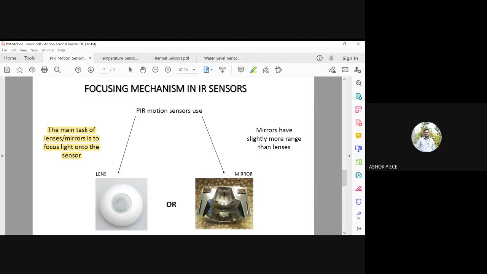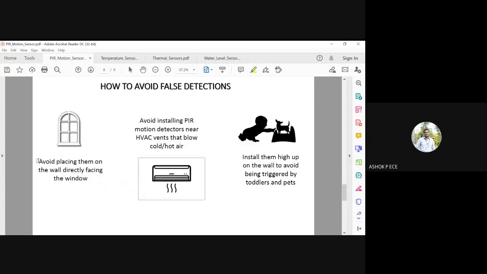Sometimes you can also use mirrors in the absence of lenses, because mirrors provide more accurate focusing of your infrared radiation onto the sensor, and mirrors also have more range. They can cover a large area to detect human activity more than the lenses. So the PIR sensors either use lenses or mirrors for focusing. So you can use them in your setup and avoid placing them on the wall directly facing the window.